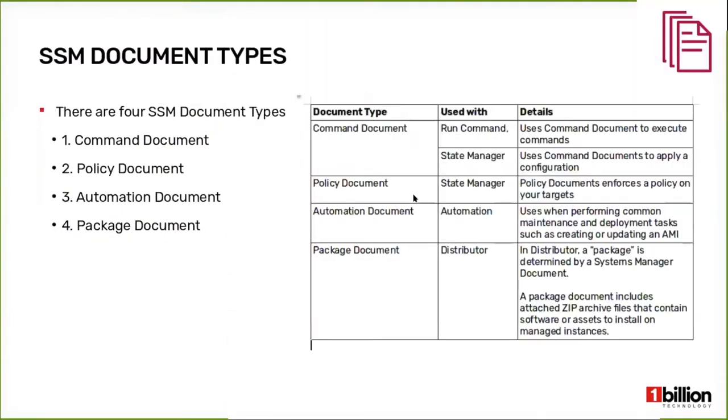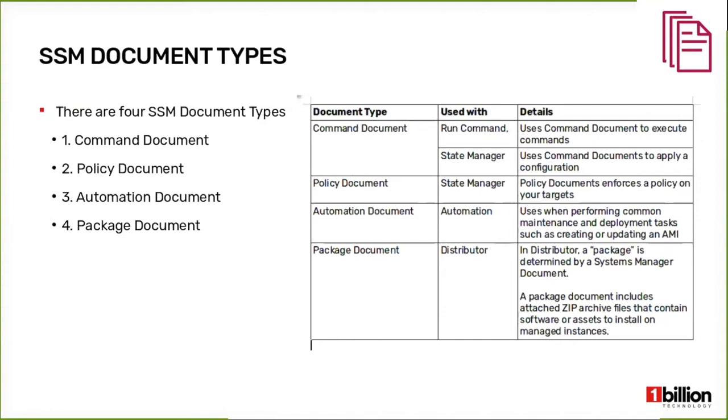When it comes to documents, there are multiple document types: command document, policy document, automation document, and package document. We start with a very simple one, which is the command document, right? The command document is just execution. It's a simple execution. You can write a command, execute something. A command can be a huge YAML, but it's still a command, right? A command document can be a run command, or it can be state manager. Those are the subtle differences.